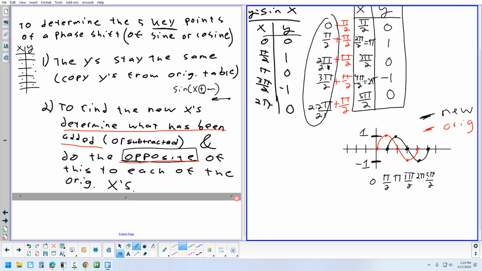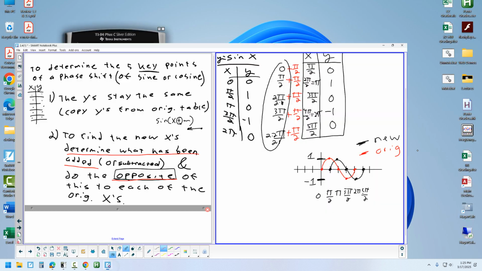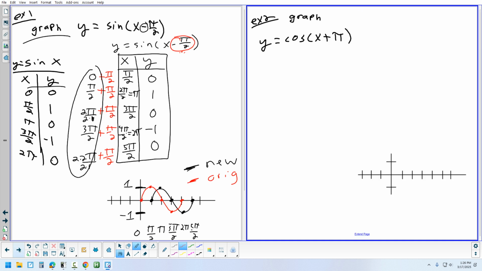Okay, on the homework tonight, I think the way it's set up is there's 2 graphs for each problem. The one on the left, you show me the original. The one on the right, you show me the new one. Okay. All right. Any question on that one? So that's called a phase shift. All right. Let's try this one.